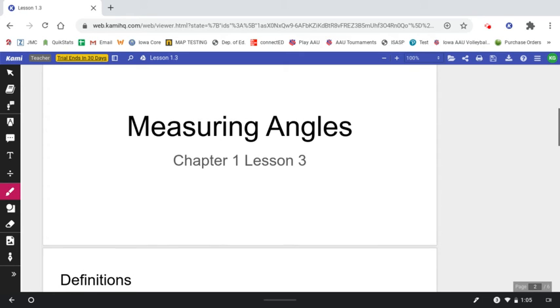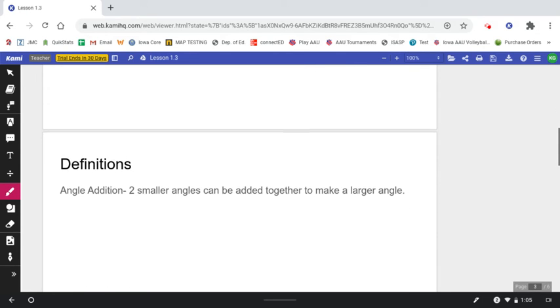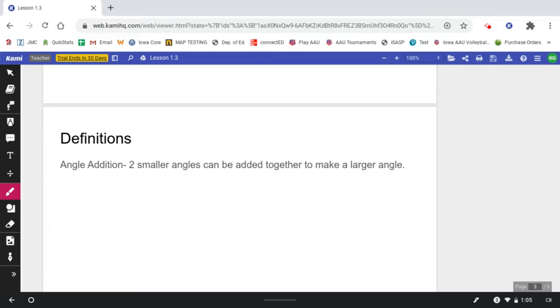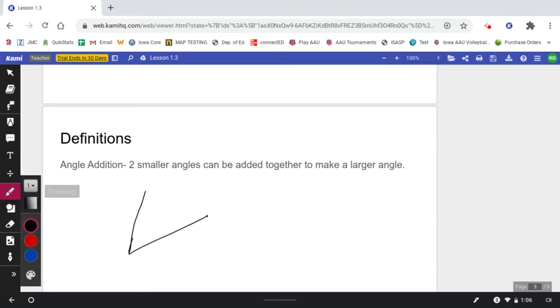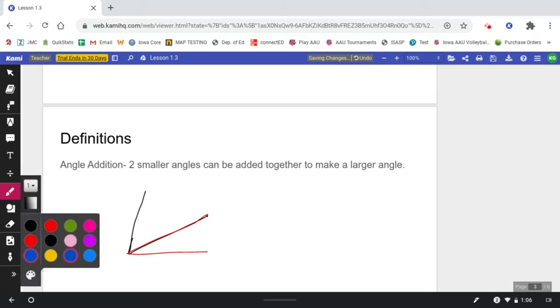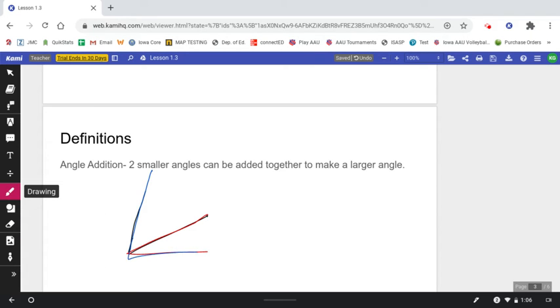Okay, Chapter 1, Lesson 3, Measuring Angles. The definition we're going to need today is about angle addition. Angle addition says that two smaller angles can be added together to make a larger angle. So I could take a smaller angle like this, add it to a larger angle like this, and then it would be a complete larger angle in blue.